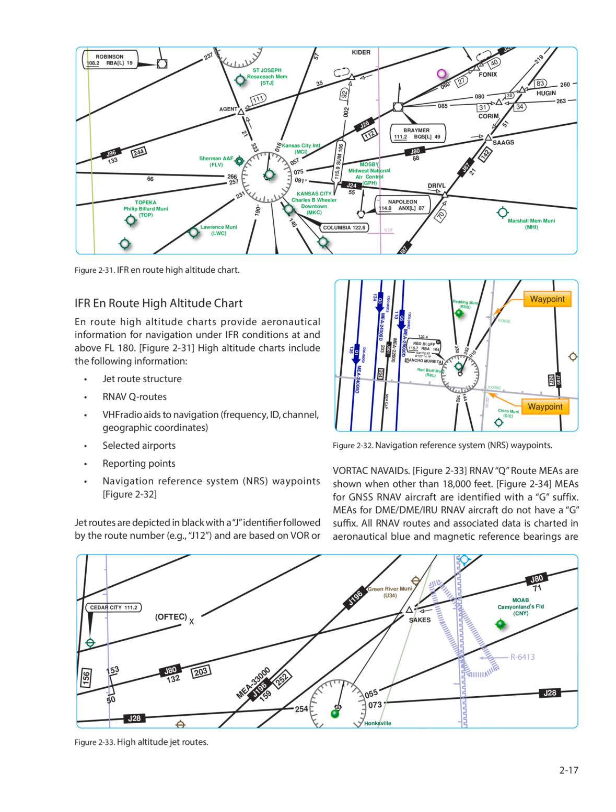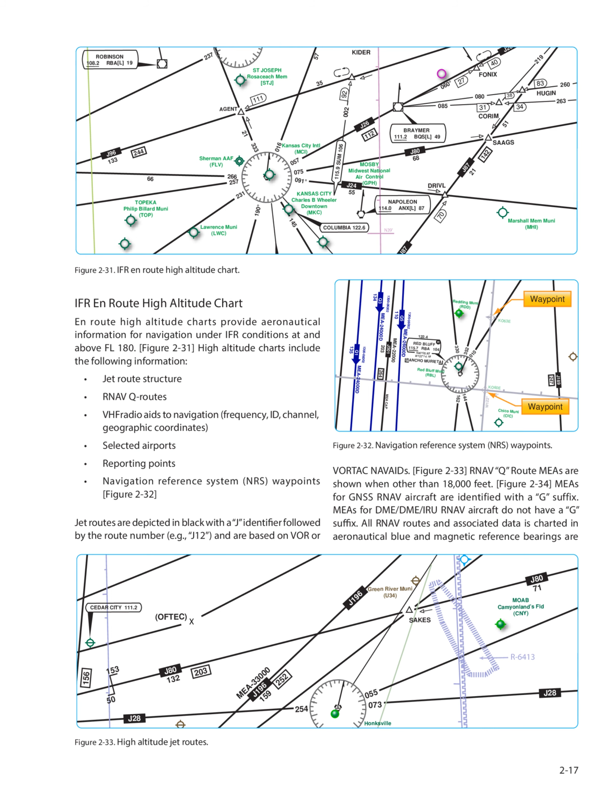Figure 232, jet routes are depicted in black with a J identifier followed by the route number, for example, J12, and are based on VOR or VORTAC NAVAIDs. Figure 233, RNP route MAAs are shown when other than 18,000 feet. Figure 234, MAAs for GNSS RNP aircraft are identified with a G suffix. MAAs for DME/DME/IRU RNP aircraft do not have a G suffix.